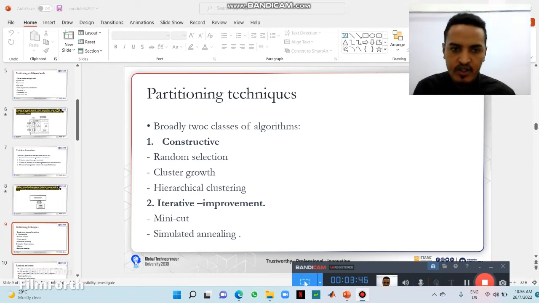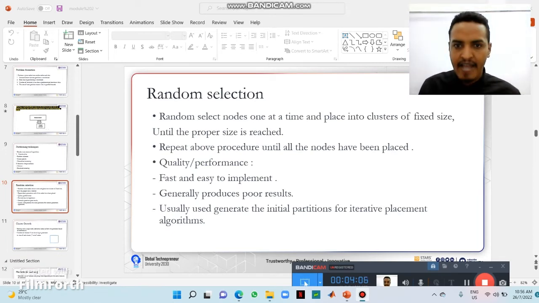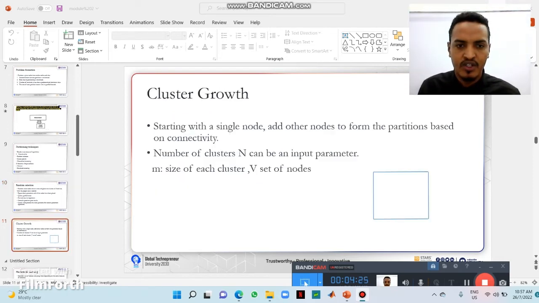Partitioning techniques fall into two classes of algorithm: constructive and iterative. Constructive includes random selection, cluster growth, and hierarchical clustering; iterative improvement includes min-cut and simulated annealing. Random selection places nodes one at a time in a cluster of fixed size until the proper size is reached. Repeat the above procedure until all nodes have been placed. Quality performance: fast and easy to implement, but generally produces poor results. Usually used to generate an initial partition for iterative placement algorithms.